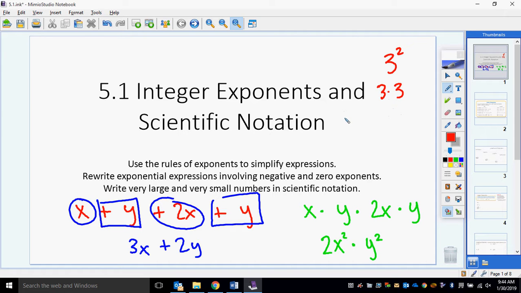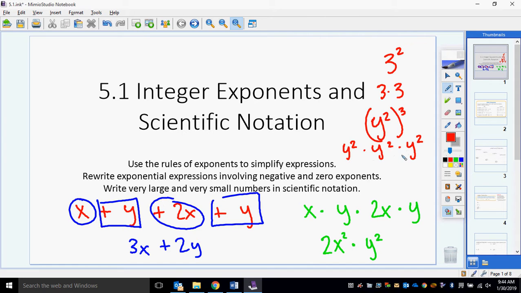What if I gave you the problem y squared raised to the third power? What's that saying? Well, it's saying this third power, just like the second power, means take this 3, and there should be 2 of them, you should be multiplying. So this 3 is saying take this y squared, there should be 3 of them, and you should be multiplying them. Okay, so now I have a y squared times a y squared times a y squared.